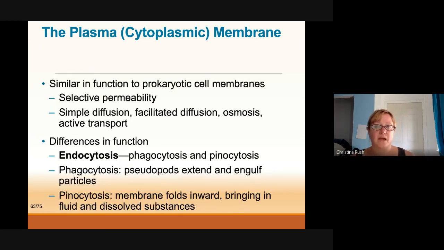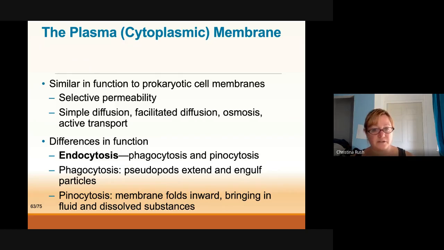So again, the plasma membrane is similar in function to prokaryotic cell membranes. We still contain that selective permeability. Simple diffusion, facilitated diffusion, osmosis, and active transport are all the same. So we're not going to rewatch all those videos or go back through that. We have the same function from prokaryotic to eukaryotic.